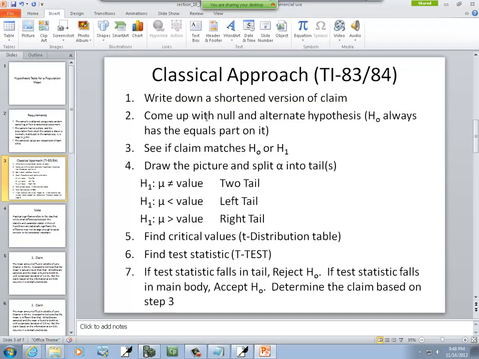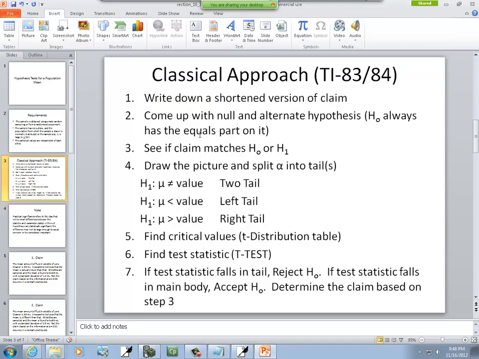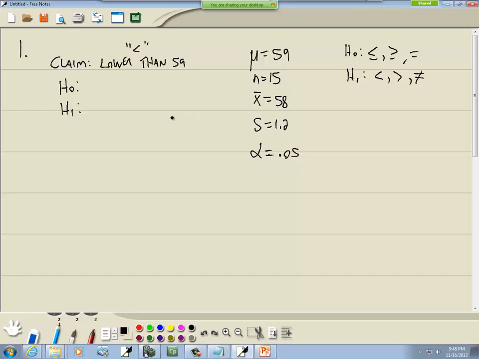Step 2. Come up with a null and alternate hypothesis. H naught always has the equals part on it. Actually, the only symbols you can put on H naught are less than or equal to, greater than or equal to, or equal to. The only symbols you can put on H1 are less than, greater than, or not equal to. Now, lower than implies less than. And so come up with the null and alternate hypothesis.